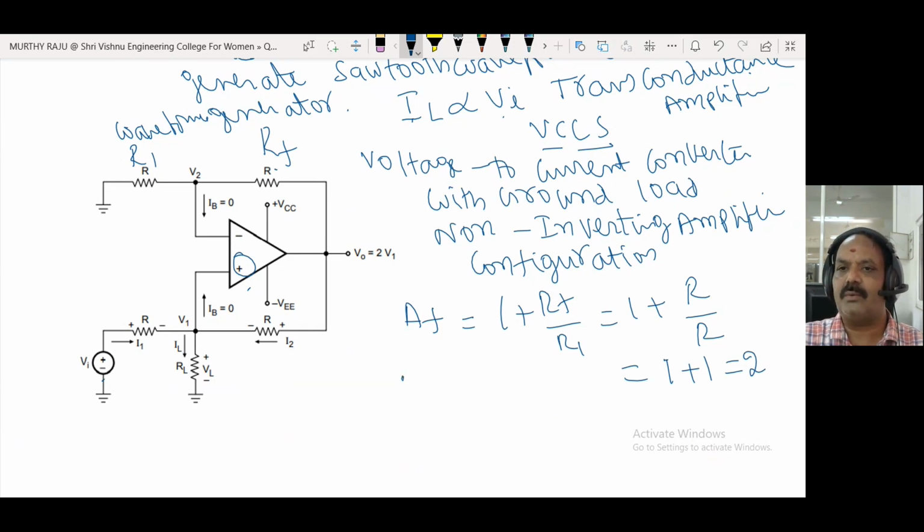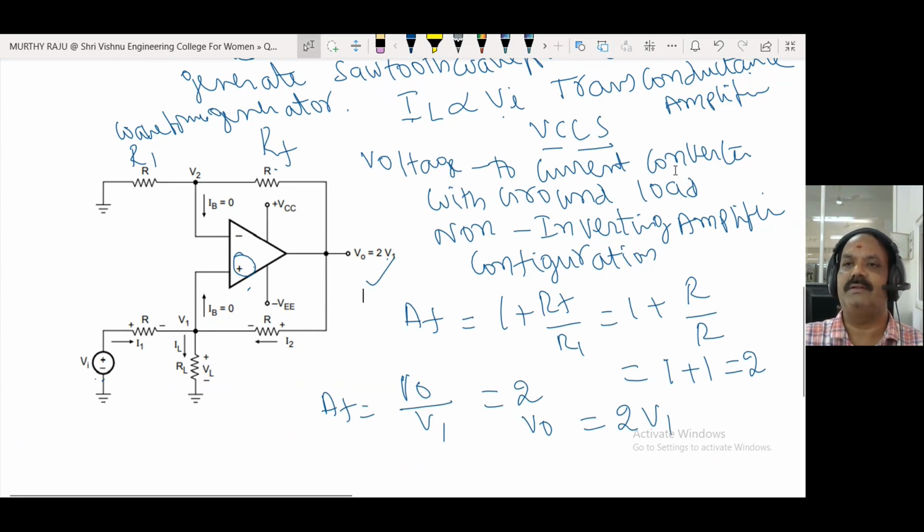AF is equal to V naught by VI, output voltage by input voltage. Input voltage is V1 because this V1 is applied to the non-inverting terminal of the op amp. V naught by V1 is equal to 2. Therefore, V naught is equal to 2V1. This is the voltage to current converter with ground load, and the load resistance RL is connected to ground.